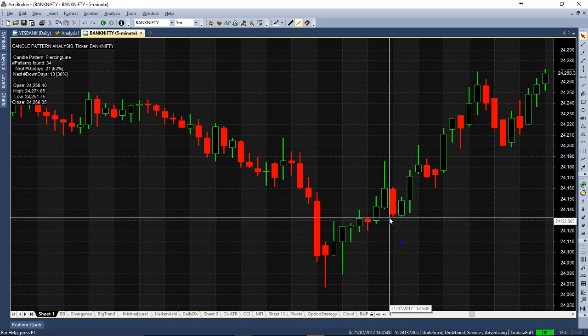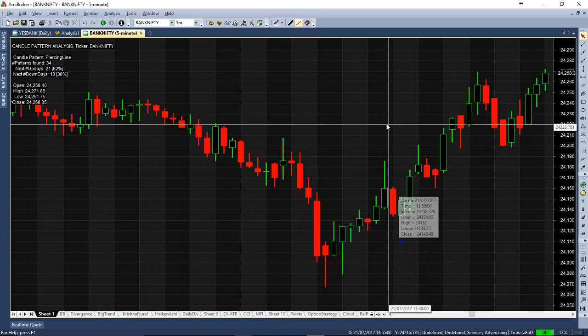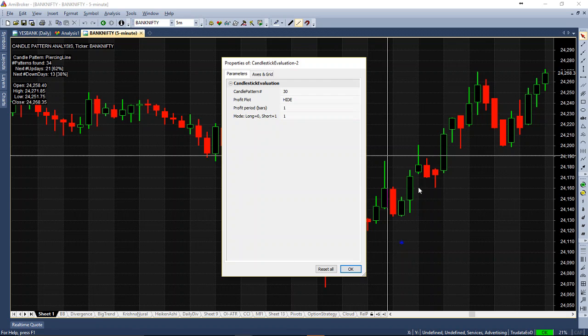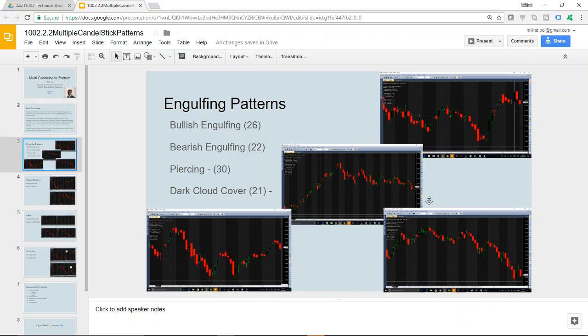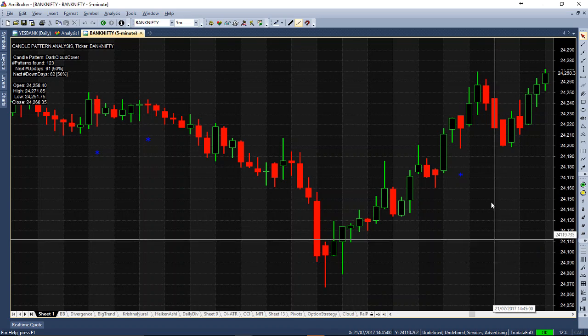Here, see, you have open and then tried piercing. I'm not very fond of this particular pattern. It does not work for me all the time. Dark cloud cover is exactly the same on the downward side. Let me show you here.